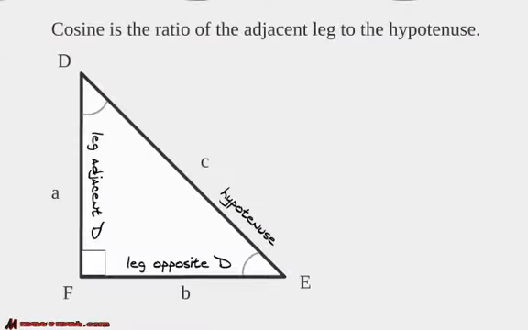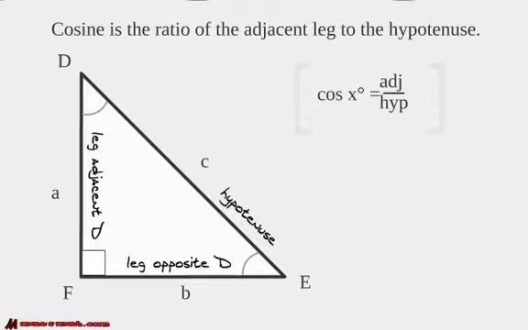Now, the other way to do it is the cosine. The cosine is the ratio not of the opposite leg, but of the adjacent leg to the hypotenuse. So here, for example, if we do the cosine of angle E, it's the leg adjacent, which would be B, compared to the hypotenuse, which is C. If we did the ratio of the cosine of D, it would be A compared to C.